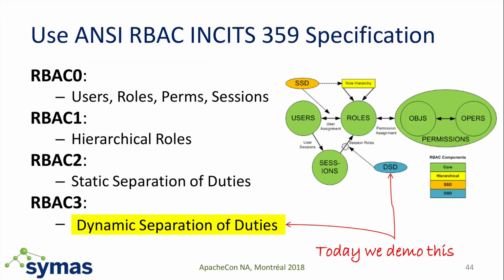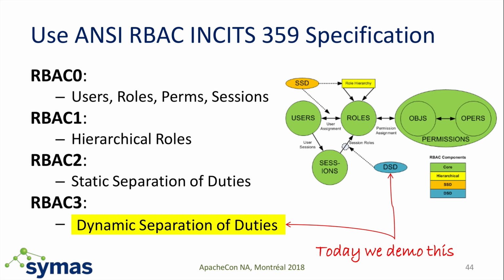Has anybody heard of this specification, INCITS 359? We talk about role-based access control as if it were a generic thing. Like, oh, we've got some roles and maybe they're groups or something, and that's role-based access control. But in reality, role-based access control is a specification, okay? And it's governed by, and we'll get to it in a bit, ANSI.